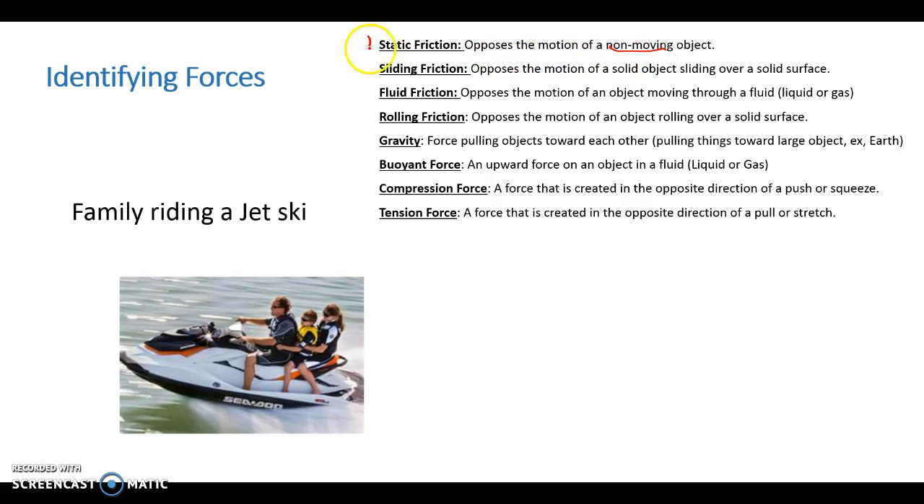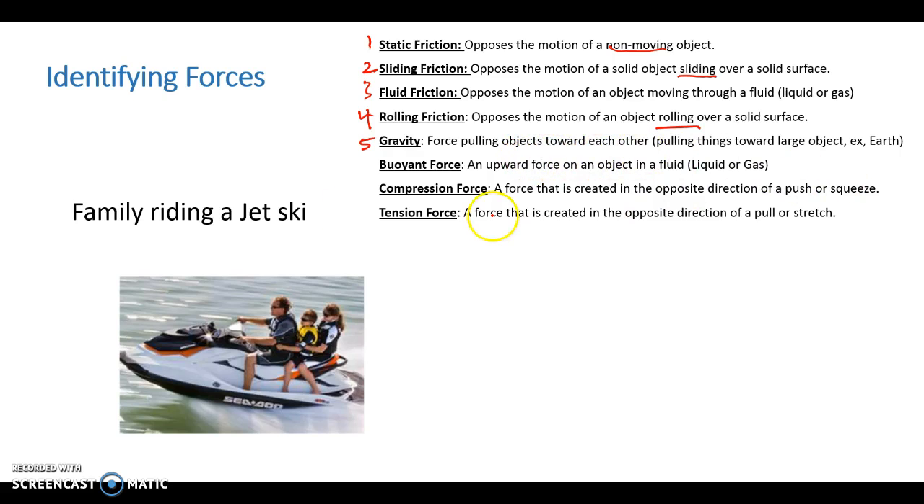Very important there. Number 2, sliding friction opposes the motion of a solid object sliding over a solid surface. Number 3, fluid friction opposes the motion of an object moving through a fluid, in this case a liquid or a gas. And number 4, the last friction force opposes the motion of an object rolling over a solid surface. The key is rolling.